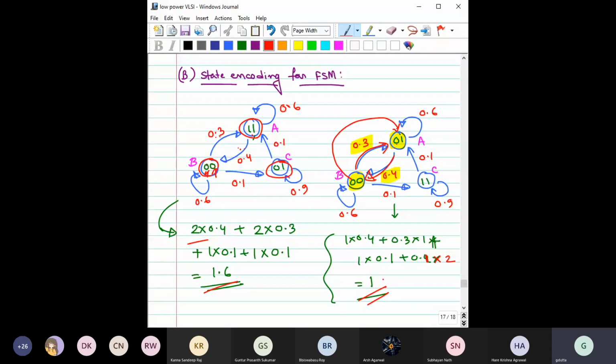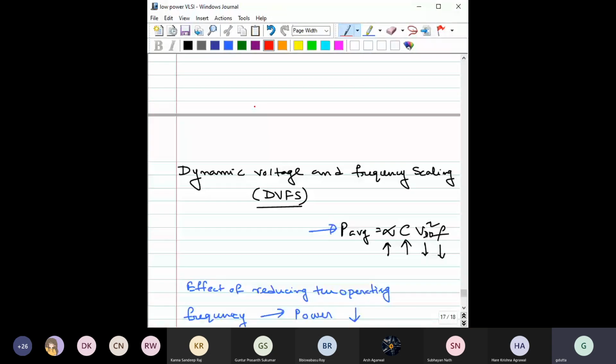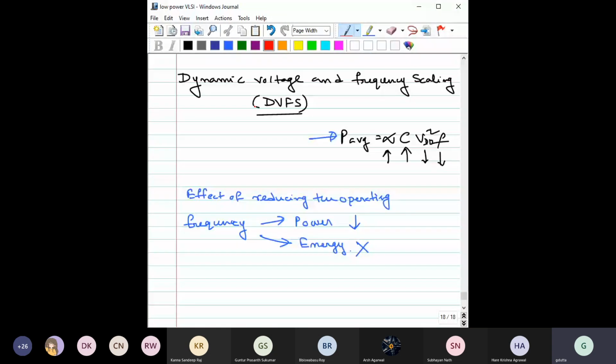So by doing all these things from the algorithmic point of view only, you can substantially reduce the power dissipation, right? I think this part is not that important. We have discussed it though.